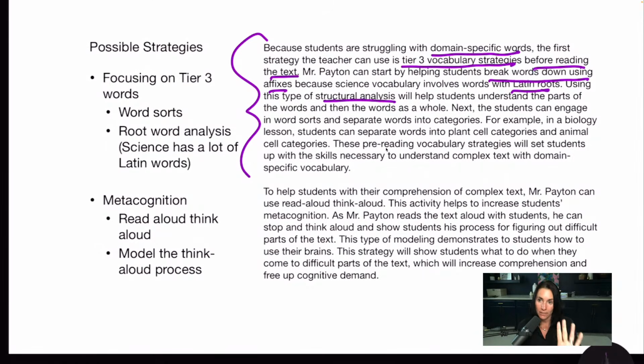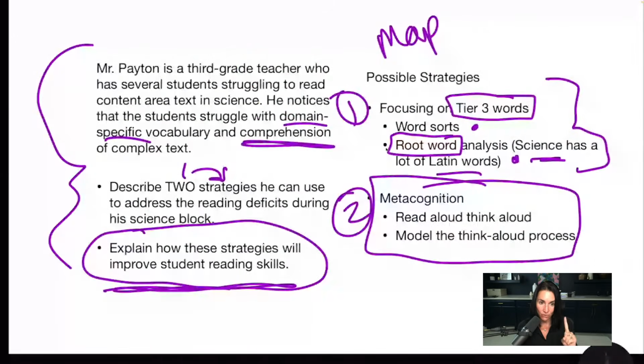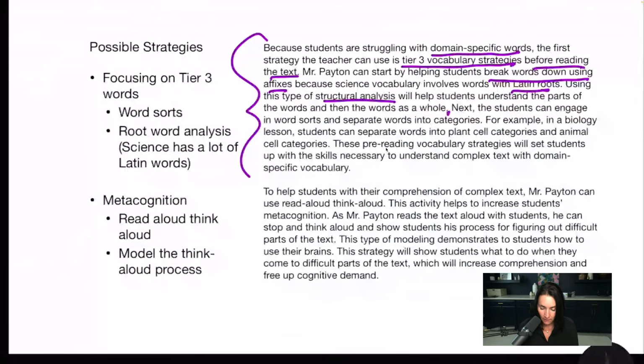You could stop there and you're good because what did you do? You identified, let's go back here. You described one of your strategies and you explained how it's going to help. So did you satisfy that for the first strategy? Yeah, you did. And you could even stop right here and you'd be fine. And I'm giving you a little more here because I want you to have more examples.